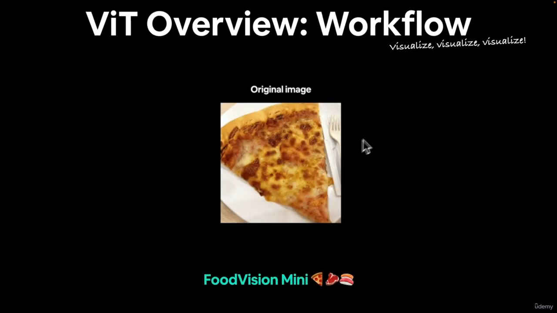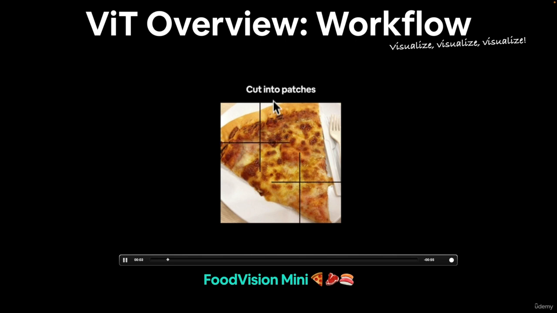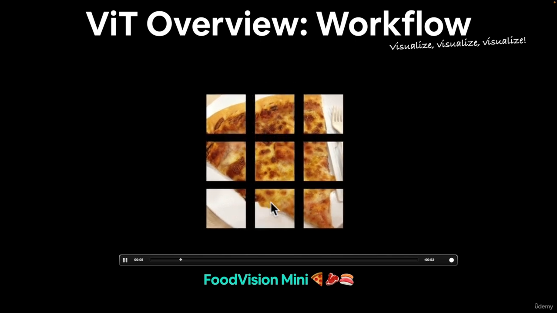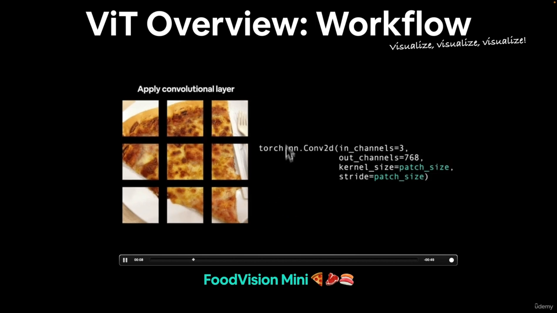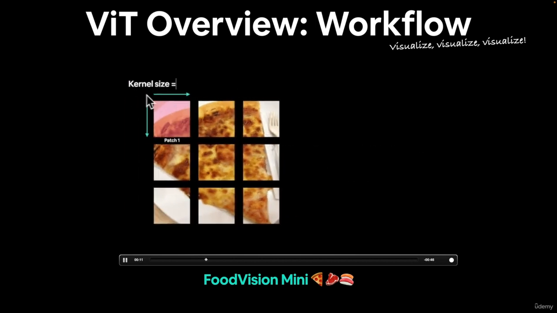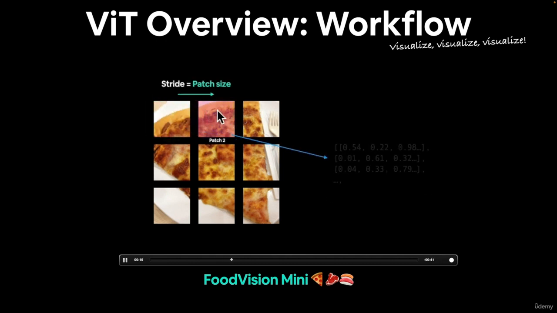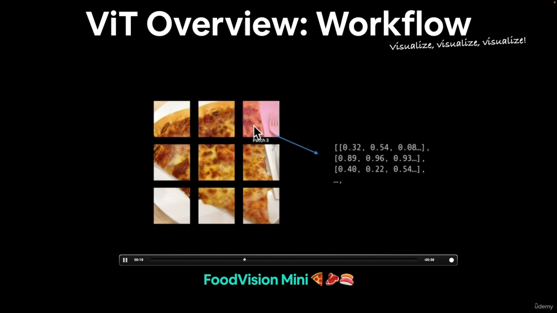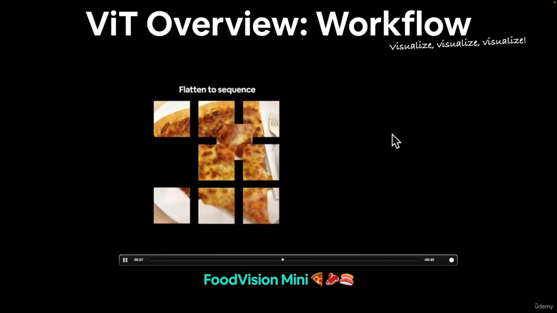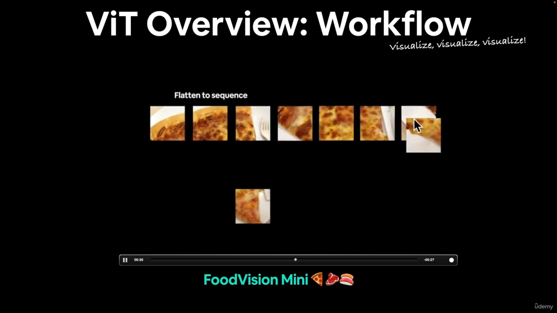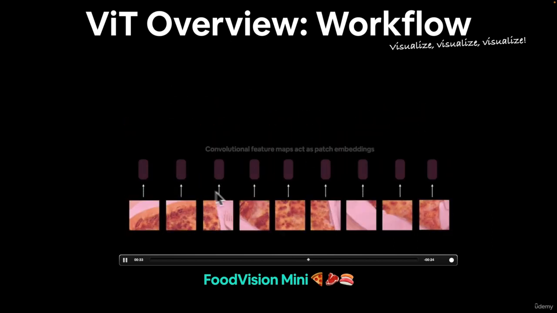So let's, one more time, have a look at this. Visualize, visualize, visualize. Here's what we're doing. We're going to original image. We're going to cut it into patches. To turn each of these patches into an embedding, we're going to apply a convolutional layer. And we can set the kernel size equal to the patch size, and then the stride to the patch size as well. And then the convolutional layer is going to turn each patch into a learnable feature map, or in other words, a learnable embedding. And then we can flatten to a sequence, and that is going to be our patch input embedding. There we go. Let's start to write some code, hey?